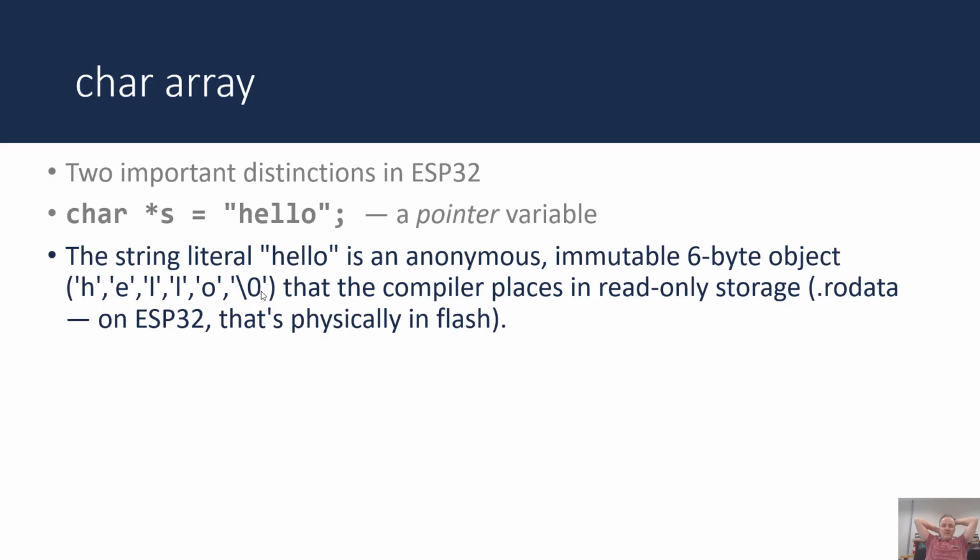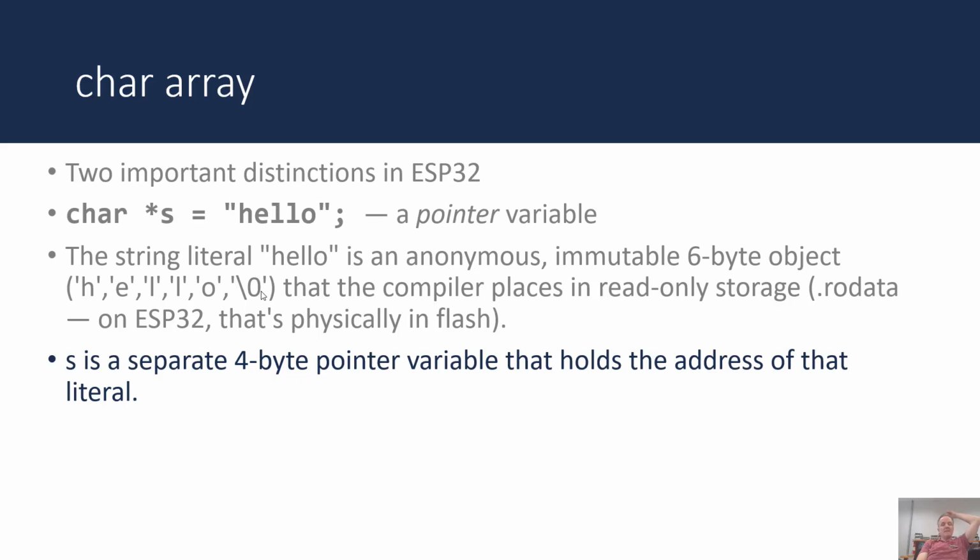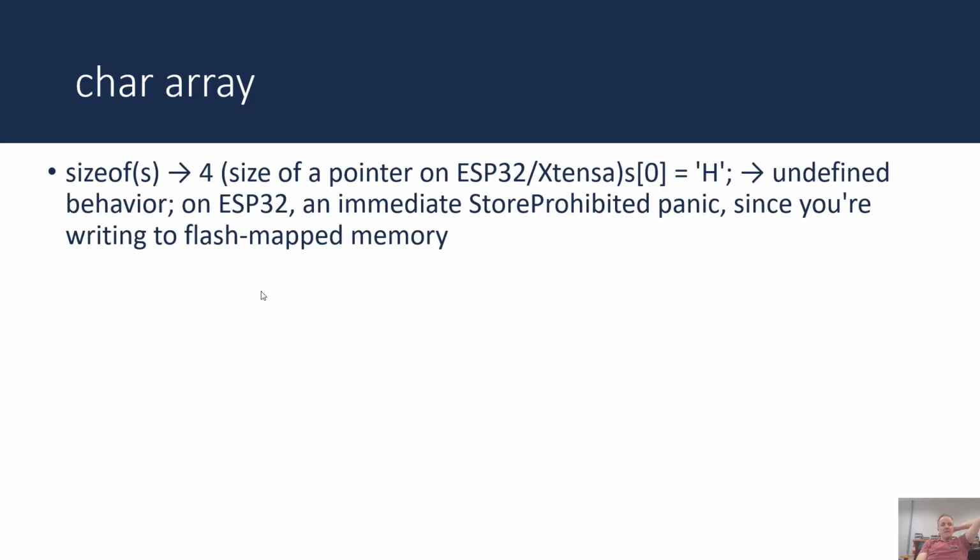So that's .rodata, so read-only data on ESP32. That's physically in Flash. Okay. s is a separate 4-byte pointer variable that holds the address of that literal. sizeof(s) is 4, even though the string is larger, because it's a pointer to the characters. So that's the size of a pointer on ESP32 Xtensa.